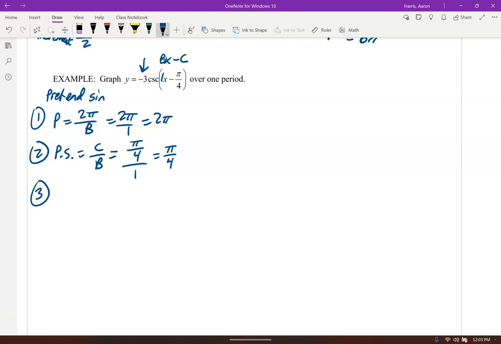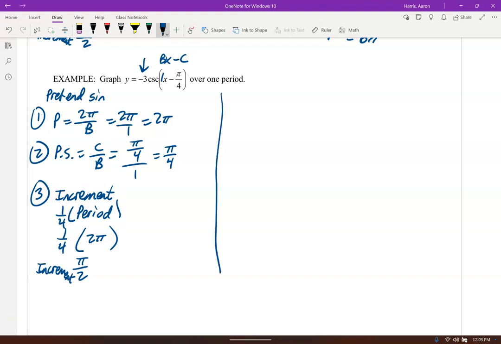And number 3, our increment, which is again 1/4 of our period. So we got a fourth of our period, which is 2 pi. So 2 pi over 4, which is pi over 2, is our increment. And so you can plug these points in starting at the phase shift, so starting at pi fourths. And with the cosecant function, that first one will actually give us our vertical asymptote. And so then we'll go up incrementally, up pi halves from there.